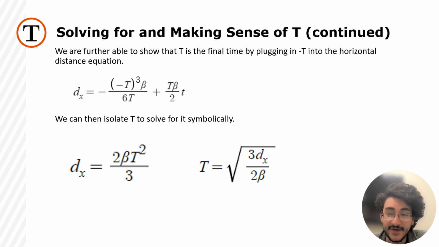To prove that T is the final time, we can plug negative T into the horizontal distance equation and isolate it. Since when we isolate it and solve for T, this becomes a square root, that means the value that can be returned can be either positive or negative, meaning that the final time is just positive T. Again, we are also assuming the helicopter does not stop until it reaches its final point, meaning that positive T is going to be the final time.